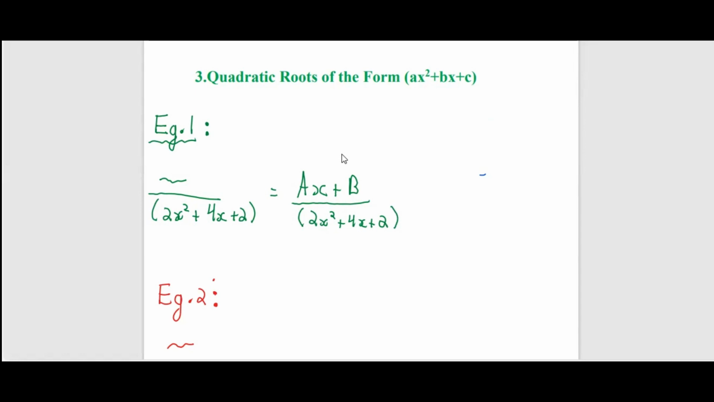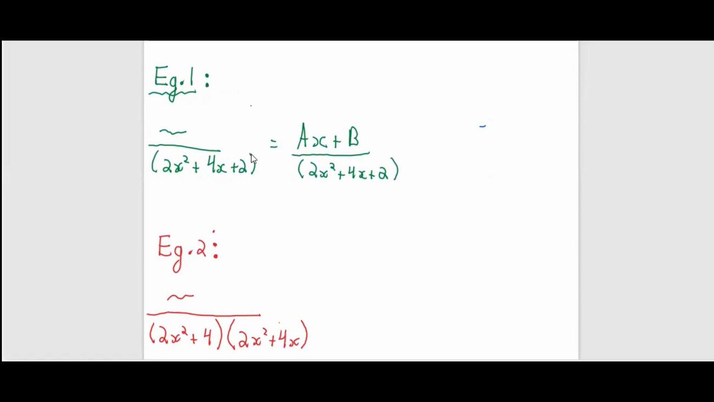Alright, first example, we have this one here. This is the denominator fully factorized, meaning it could not have gone any further. Since this is a quadratic root, there's a little change now. When you notice a quadratic root, the numerator is not just a alone, it is ax plus b. For the linear, the numerator is just a constant, and for a quadratic, you get ax plus b.